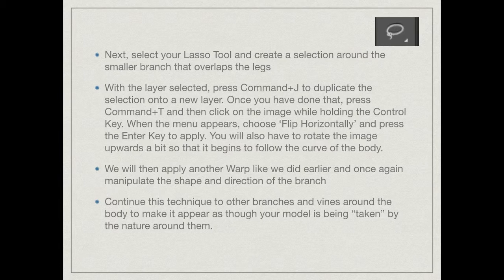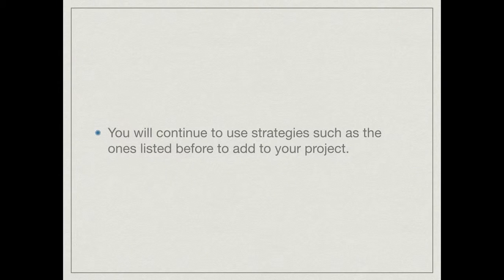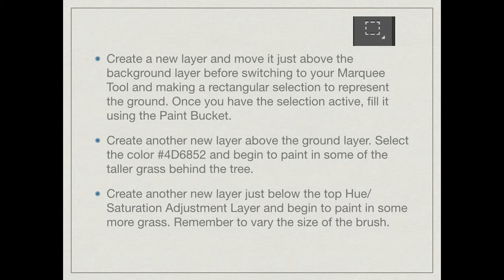You'll continue this technique to other branches and vines around the body to make it appear as though your model is being taken into the nature around them. And as you can see around Kaylee's arm, you can see the vine that I warped, and also to her right hand, her hip. You will continue these strategies, such as the ones listed before, to add more to your project.